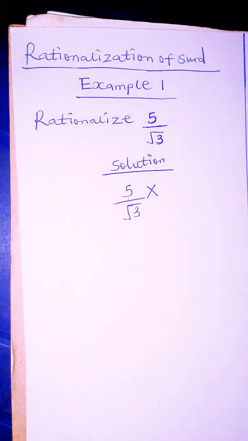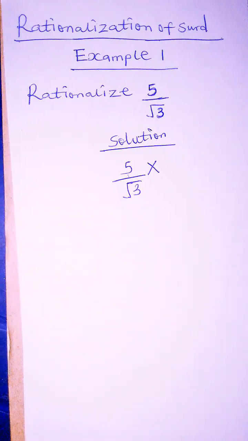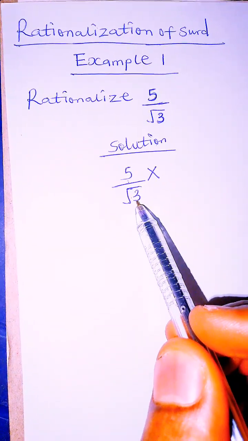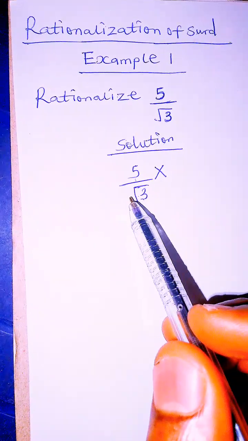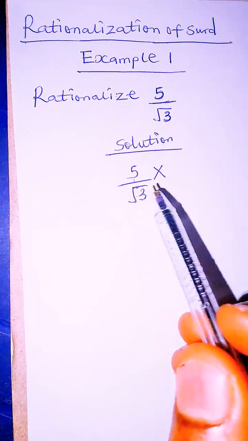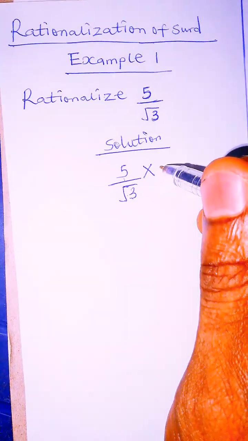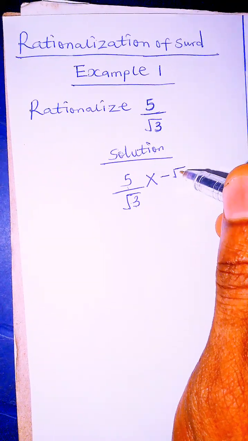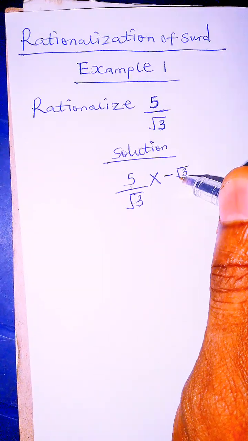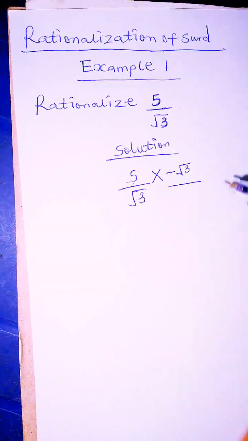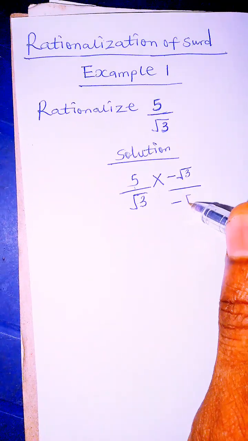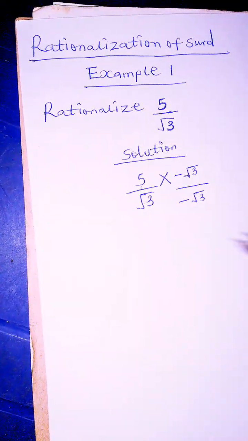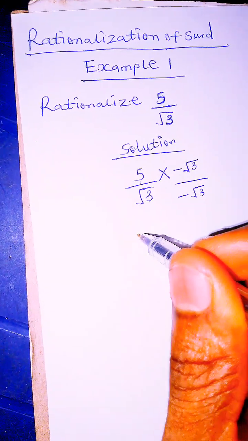Anywhere you see rationalization of surd, your denominator is always your conjugate. This is the denominator of this question, so it's the conjugate of this surd. And the sign is positive. If we are rationalizing, it will change to what? Negative, minus root 3 over minus root 3.